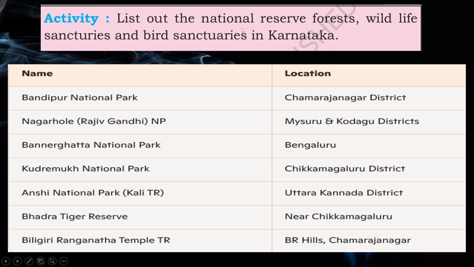Activity: list out the National Reserve Forests, wildlife sanctuaries, and bird sanctuaries in Karnataka. Bandipura National Park, Chamarajanagar District. Nagarahole, Rajiv Gandhi National Park, Mysuru or Kodagu districts. Bannerghatta National Park, Bengaluru. Kudremukha National Park, Chikmagalur District. Anshi National Park, Uttara Kannada District. Bhadra Tiger Reserve near Chikmagaluru. Biligiri Ranganatha Temple, BR Hills, Biligiri Ranganatha Hills, or Chamarajanagar.